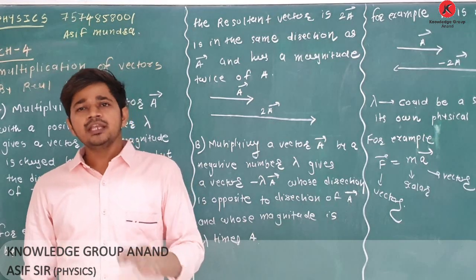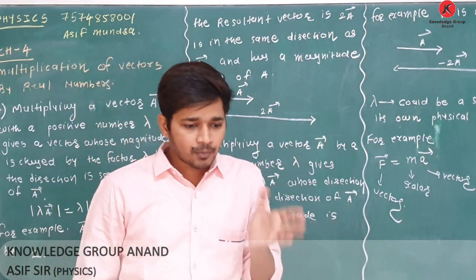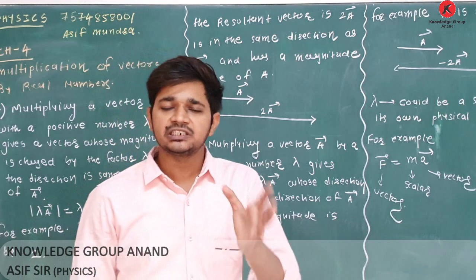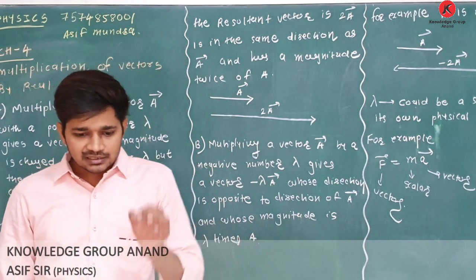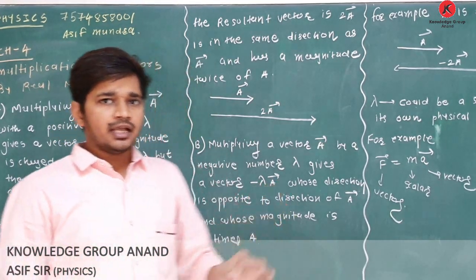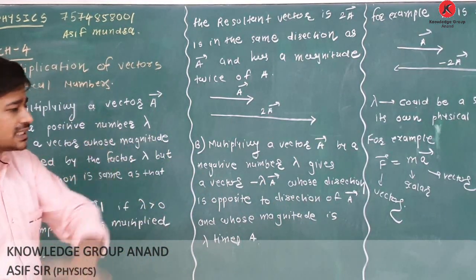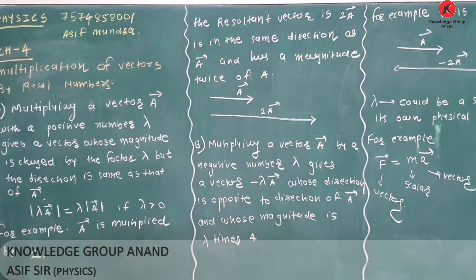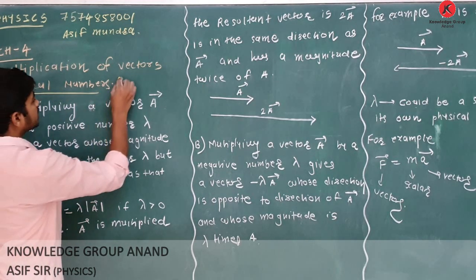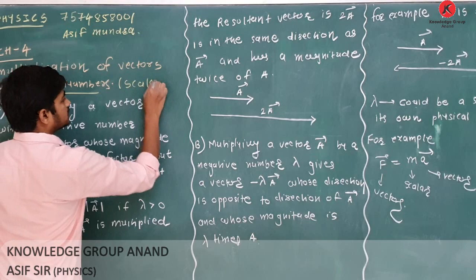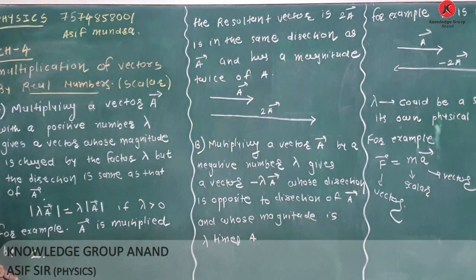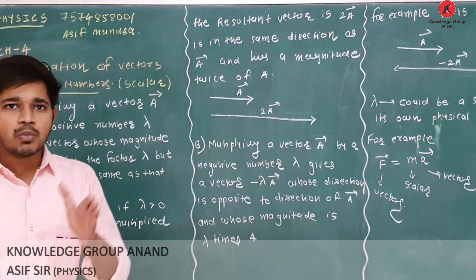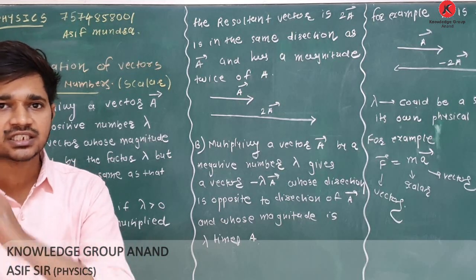Now we will start some processes: plus, minus, multiplication and division. First of all, the easiest process for vectors is multiplication of vectors by real numbers, or you can say with scalar. Multiplication of vectors with scalar.